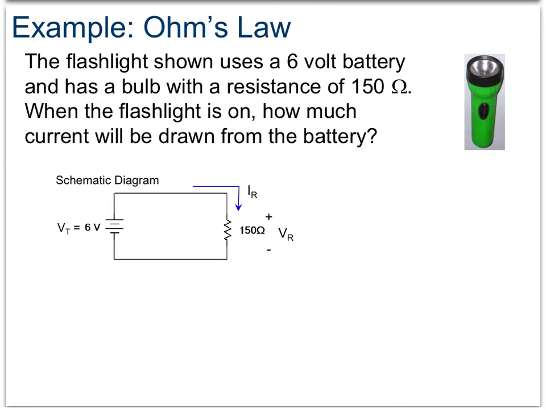Example of Ohm's law. The flashlight shown uses a 6-volt battery. Here's the symbol for the battery. We have here voltage total equals 6 volts, and a bulb with a resistance of 150 ohms. This symbol here means we have a component, in this case a light bulb, and it has 150 ohms of resistance at this point. When the flashlight is on, how much current will be drawn from the battery?